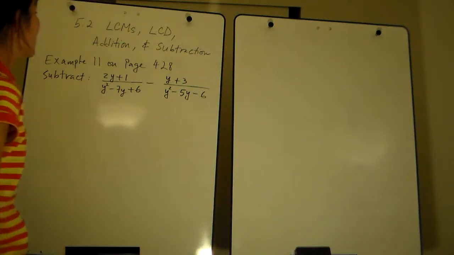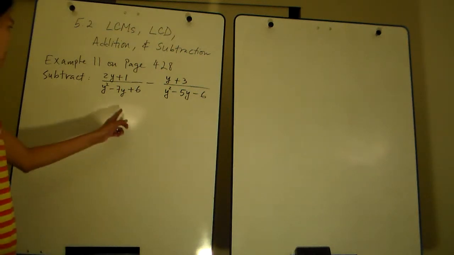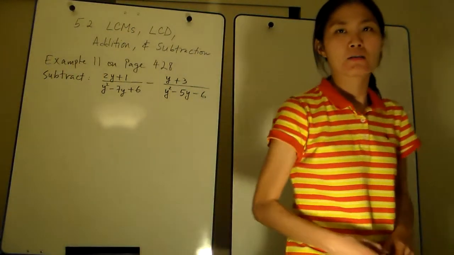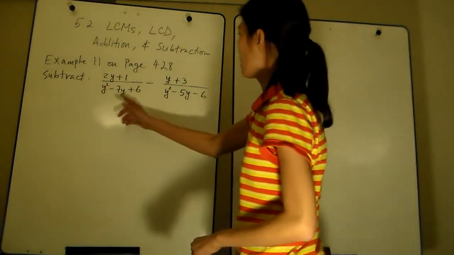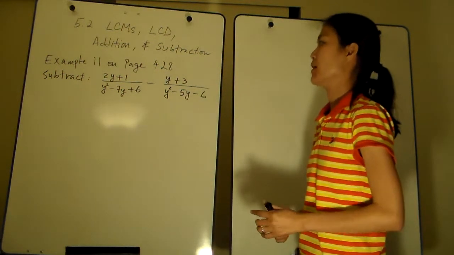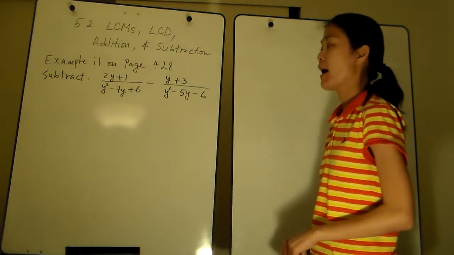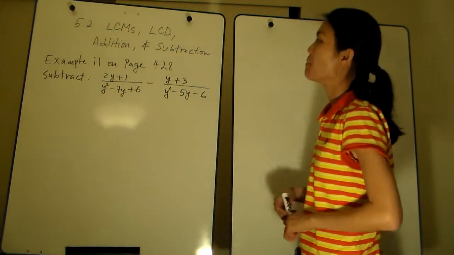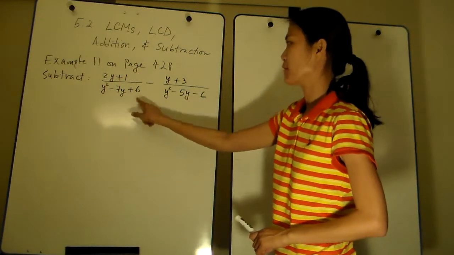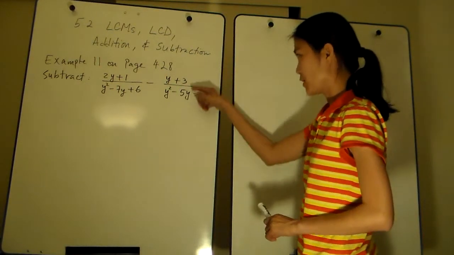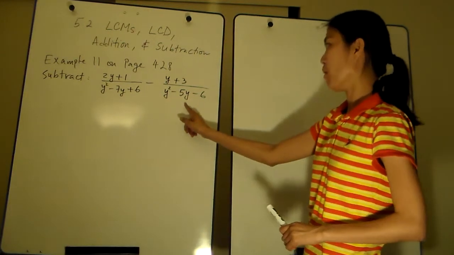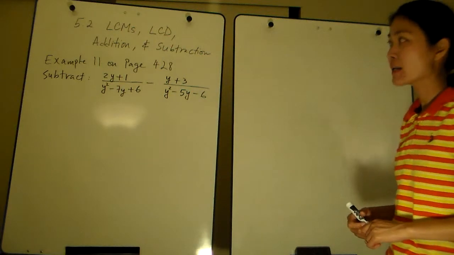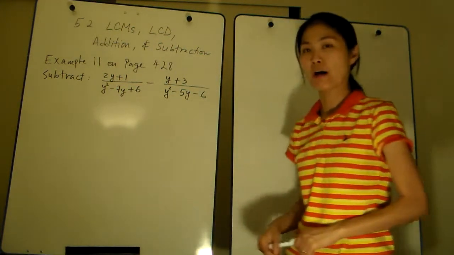Example 11 on page 428. Subtract two fractions. Now, to subtract the two fractions, one thing you need is that the two fractions must have the same denominator. This fraction right here has denominator y squared minus 7y plus 6. This fraction right here has denominator y squared minus 5y minus 6. And you see they are different, so you cannot combine these two fractions right away.